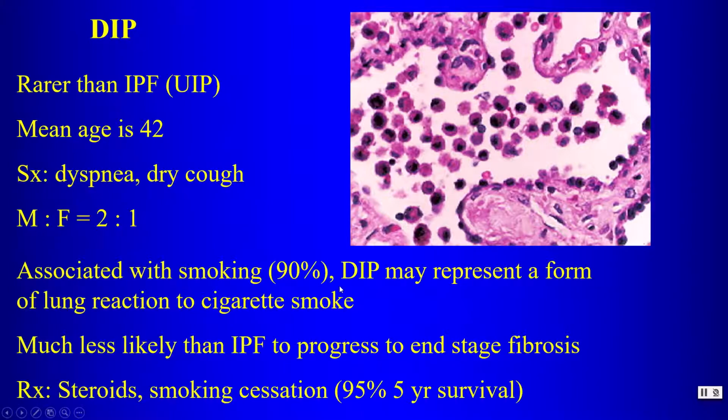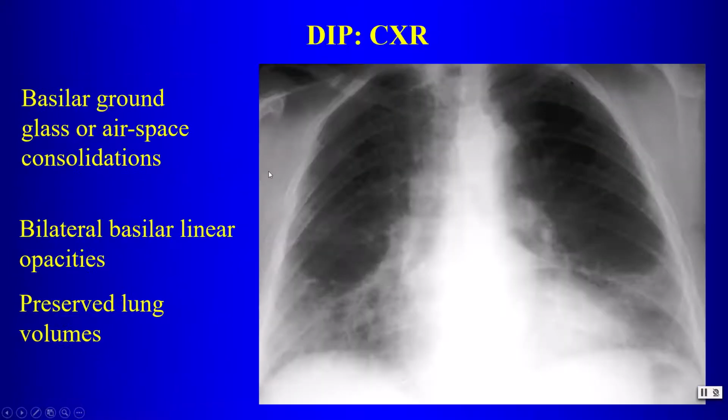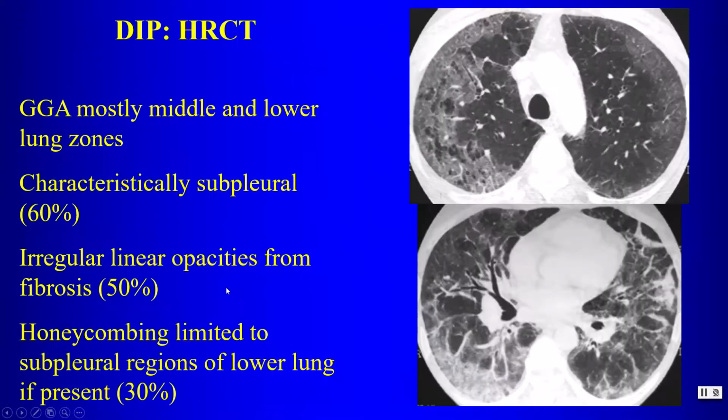90% of patients are smokers. So this represents a form of lung reaction to smoking, and it is less likely to progress to fibrosis. So on pathology, we will see these alveolar macrophages there within the air spaces. You may have ground glass opacity, especially at the lung bases and the periphery of the lungs. Lung volumes are usually preserved, and the predominant finding on CT will be ground glass opacity.